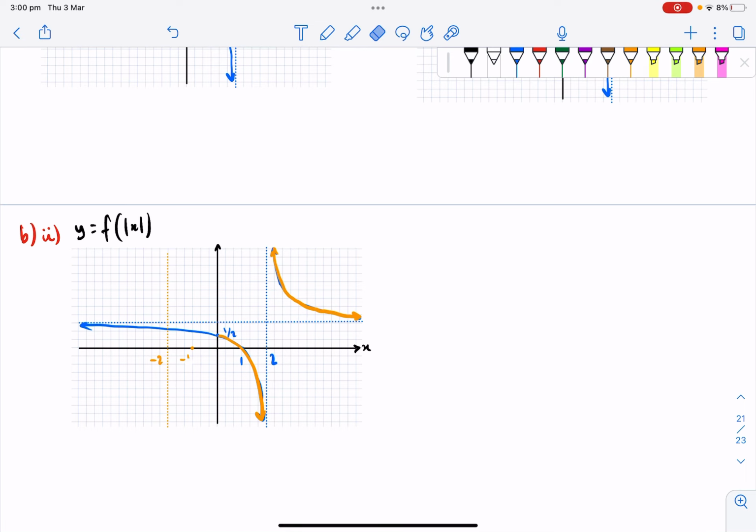Let me move the -1 for a second. So -1 is drawn here. And then we get the final branch being drawn here. So just need a marker there. And there we go. So that's y equals f of the absolute value of x.